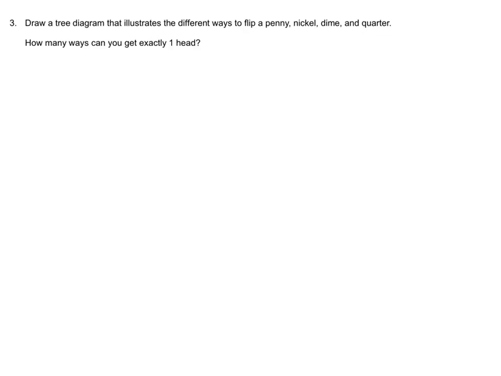So first I want to represent flipping a penny. And there's two sides to a coin, so I could either get a heads or a tails when I flip the penny. So I'll represent those two outcomes by placing an H for heads and a T for tails. This first column represents the outcomes of flipping a penny.